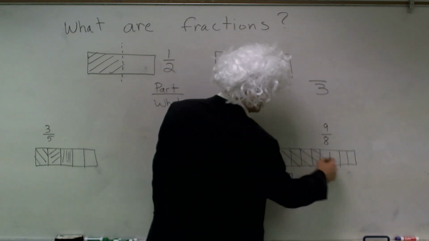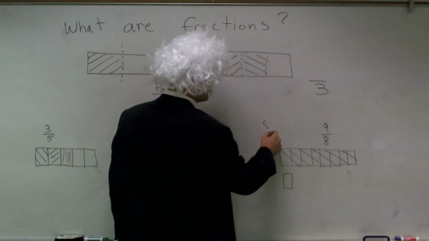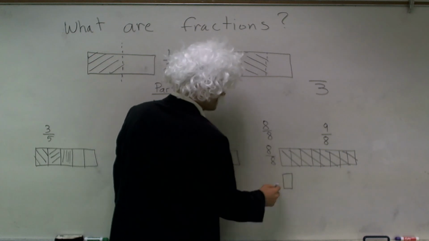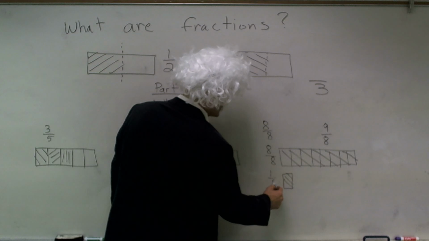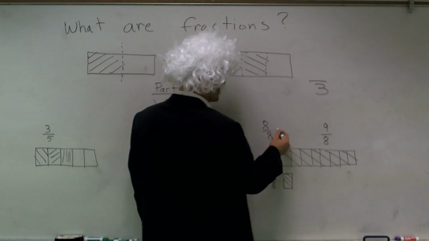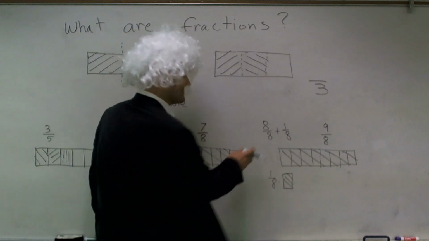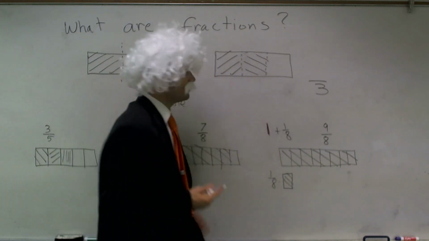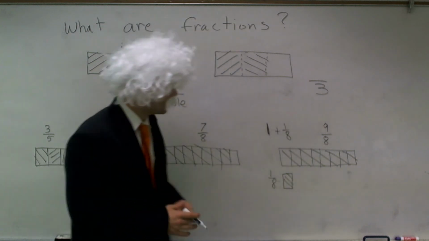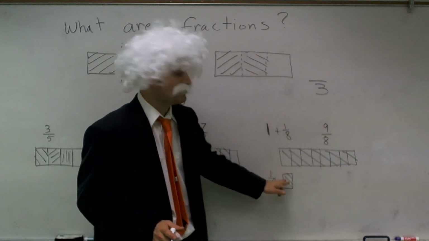So I can say 8 sections is going to be 8/8. So 8 whole over 8 whole, right? That's this one. Plus an extra section, which would be 1/8. So a lot of times we can say 9/8 is the same thing as 8/8 plus 1/8. Now remember, any number divided by itself equals 1. So a lot of you guys might see this is what we call a mixed number, and this is what we call a proper fraction. So I want you to understand we can have fractions that have a part greater than the whole. We just need to make sure we represent them.